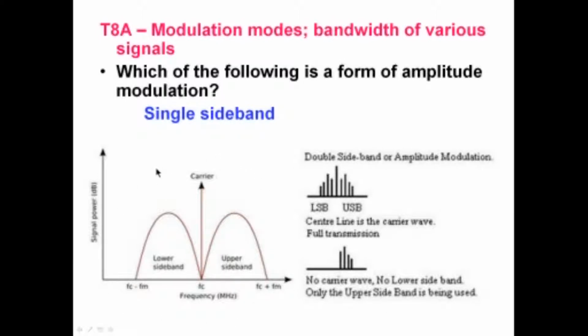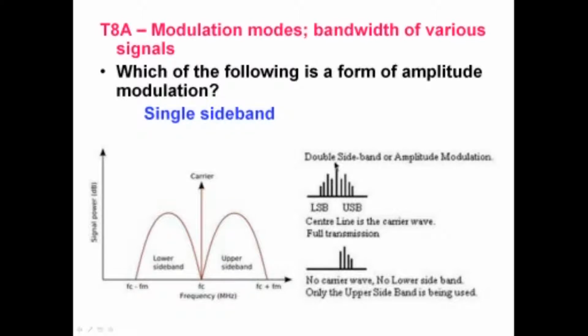Now, the amplitude modulation that we saw there in the video was double sideband, full carrier amplitude modulation. And when you do that, you have the carrier here, and it generates a lower sideband and an upper sideband. Okay? So you have the carrier, you have lower sideband, upper sideband. This is an amplitude modulated signal. This line represents change in frequency. This represents signal power.